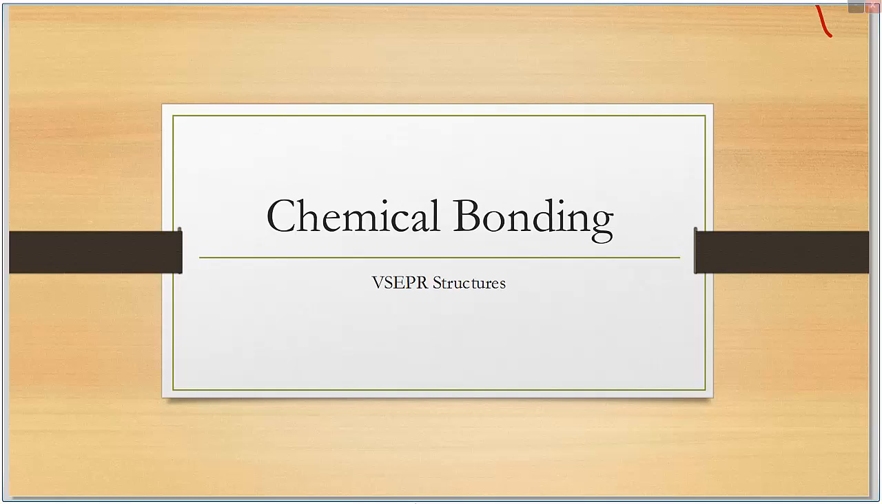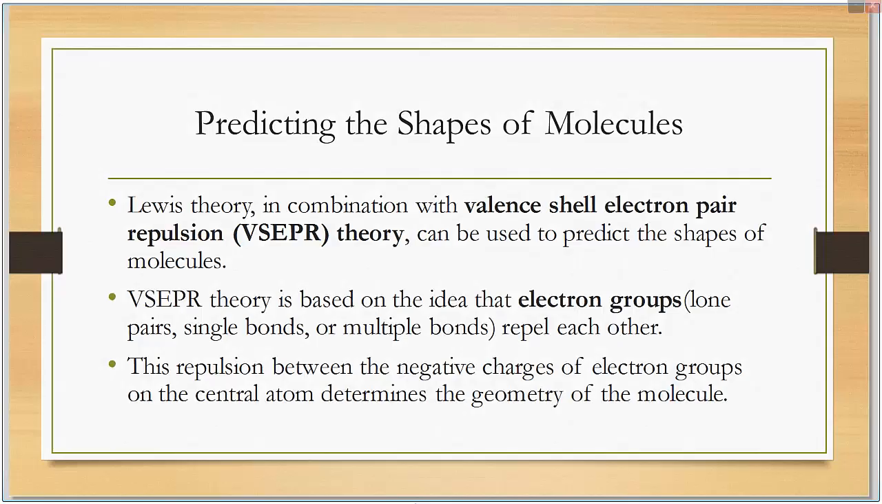In this tutorial, we will be discussing VSEPR structures. Lewis theory, in combination with the VSEPR theory, which stands for valence shell electron pair repulsion, can be used to predict the shapes of the molecules.